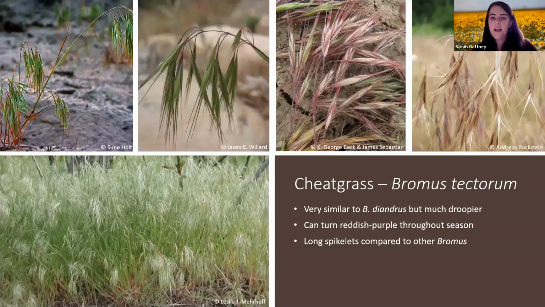Oh, and then for identification, you're probably not going to see this around where we are, but it's very similar to Bromus diandrus, but I find that it's just much droopier. You can see that these spikelets are really just hanging down heavy, whereas Bromus diandrus was kind of more perpendicular. But they're very similar in that they also turn reddish purple throughout the season. They're very long with very sharp, needle-like florets.